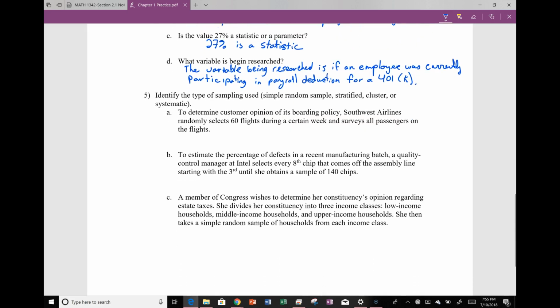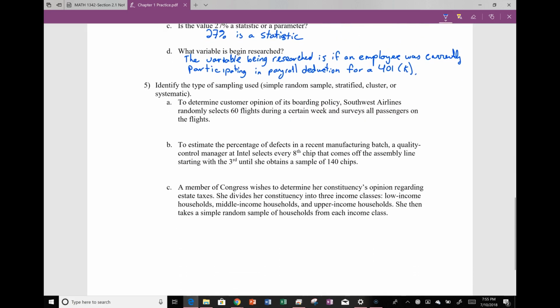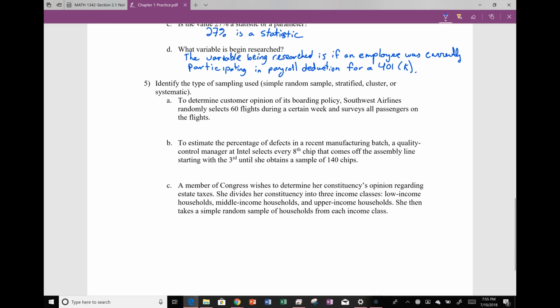Now we have spoken about sampling types, sampling techniques being used. And so in this particular question, we want to identify the type of sampling used, whether it was a simple random sample, a stratified, a cluster, or a systematic. To determine customer opinion of its boarding policy, Southwest Airlines randomly selected 60 flights during a certain week and surveys all passengers on the flights. So they select 60 flights and they survey all passengers on the flights.